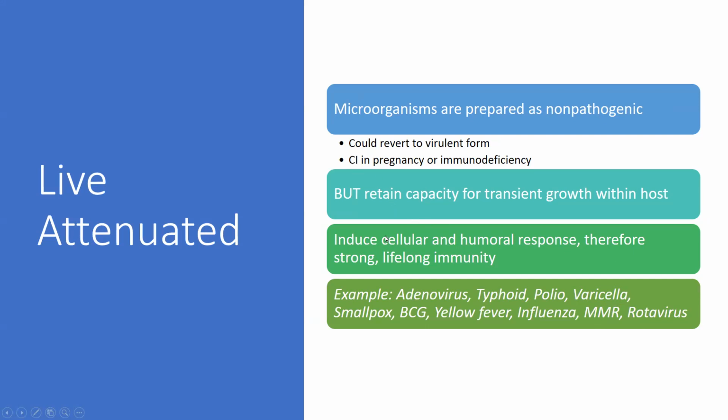Essentially, it will cause both a cellular and a humoral response. So you'll have strong lifelong immunity. So that's why they're favorable, but they aren't for everyone, okay? Cellular, meaning you're going to have cell responses, and you're going to have a humoral response, so an antibody response. Because you'll create antibodies and you'll create cell memory.